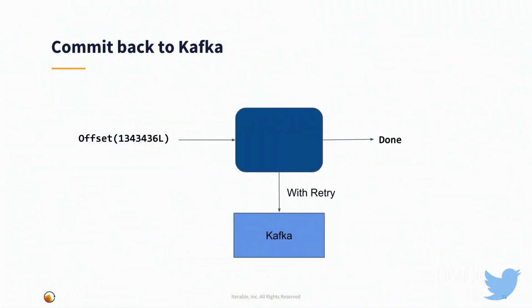So the last step is pretty simple. We just want to commit that offset in the batch to Kafka, and we emit a done. We also use a retry here because occasionally the Kafka broker might be down for a short period of time, a couple hundred milliseconds, and it might make this fail. So we want to retry so that we actually succeed at this.